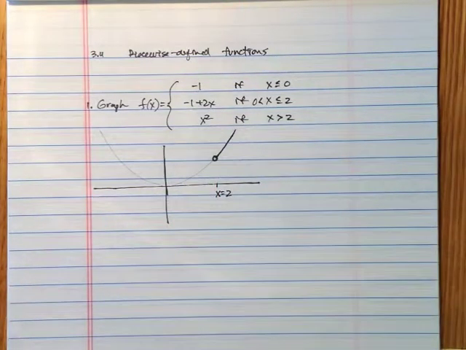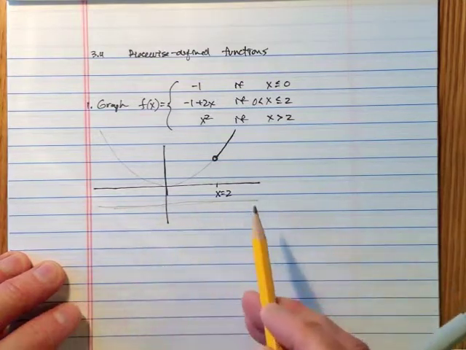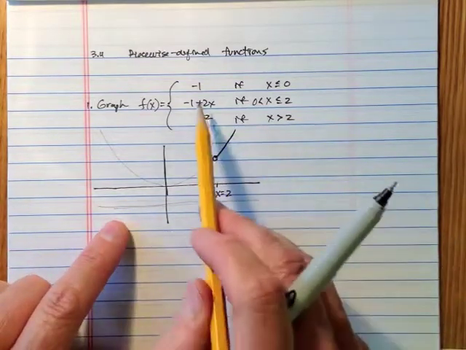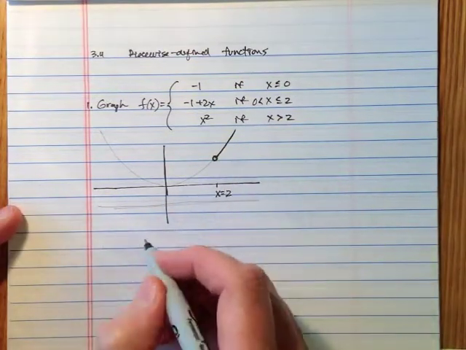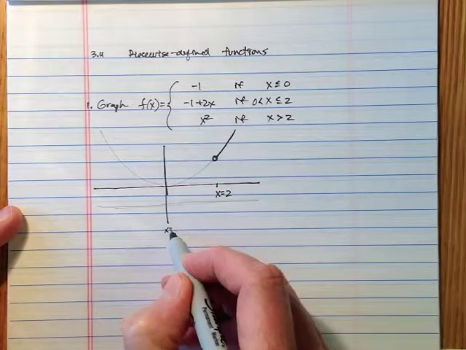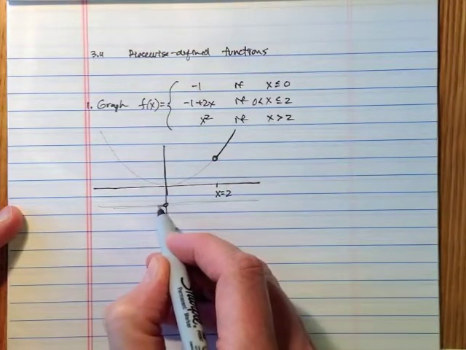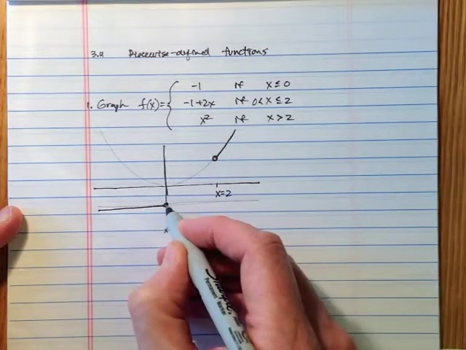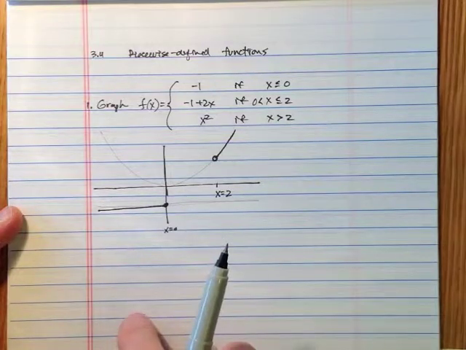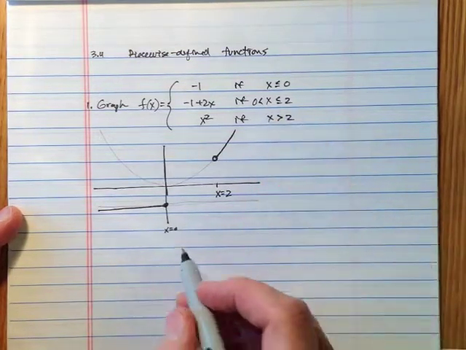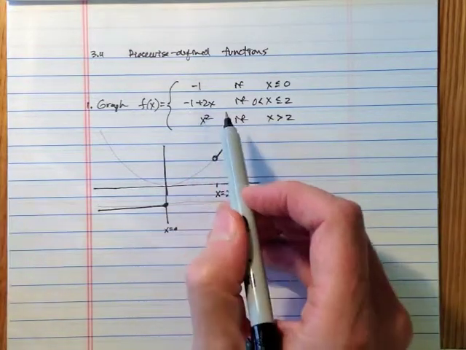Y equals negative 1, I know what that looks like. It's a horizontal line. But I'm not going to use y equals negative 1 for all x's. I'm only going to use y equals negative 1 over here where x is less than 0. So here's x equals 0. To the left of that, I use y equals negative 1. That doesn't look terribly horizontal, but you get the idea. In between x equals 0 and x equals 2, I should see the graph of y equals negative 1 plus 2x.